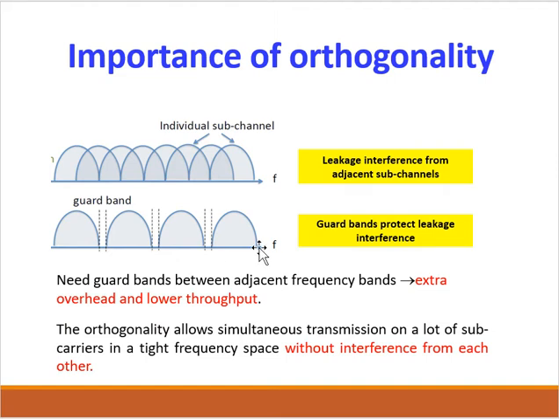In OFDM, all subchannels are orthogonal. It's very important because if the channels are not orthogonal, it may lead to leakage interference from adjacent subchannels. So a guard band will be needed between adjacent frequency bands, and will result in extra overhead and lower throughput. The orthogonality allows simultaneous transmission on a lot of subcarriers in a tight frequency space without interference from each other.